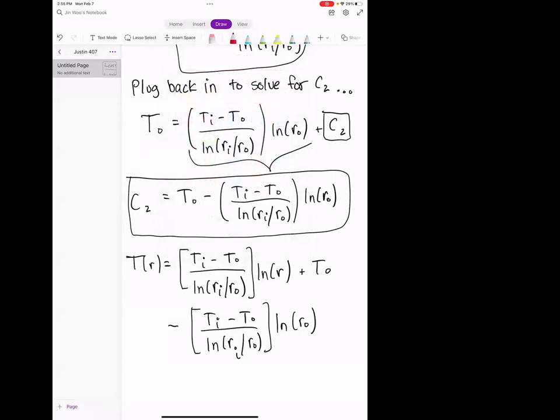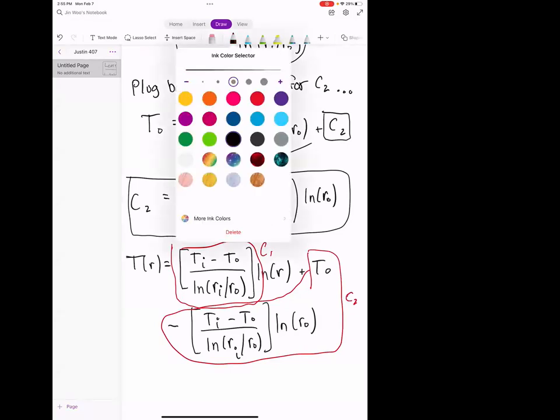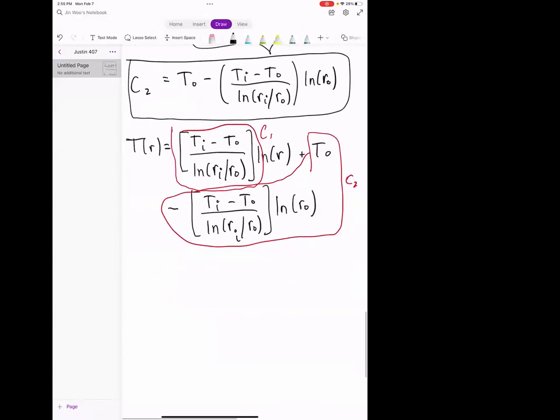Remember this guy right here. This is C1. And this guy right here, this is C2. And so all I did was plug C1 and C2 back into our general equation. All right, so technically this is done. The problem asks you to solve for the temperature distribution, and here it is.